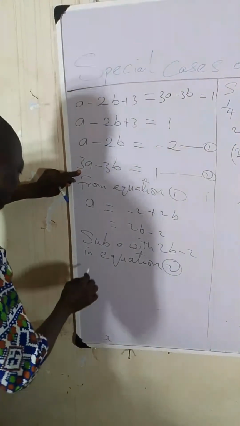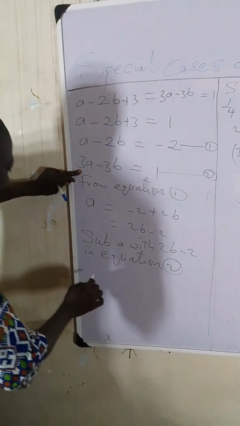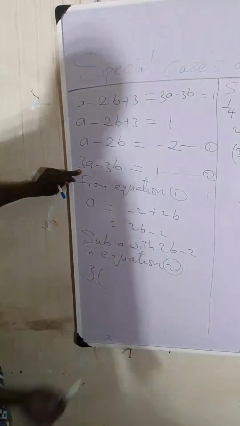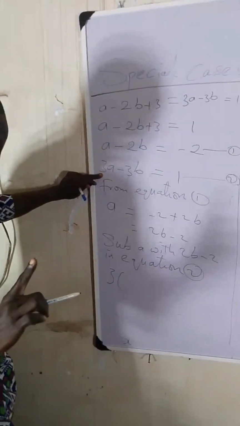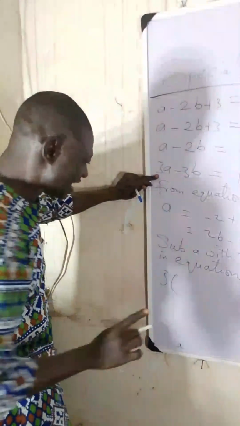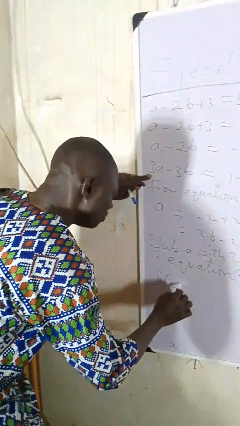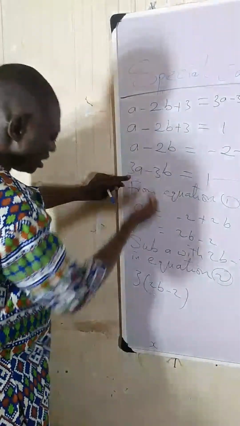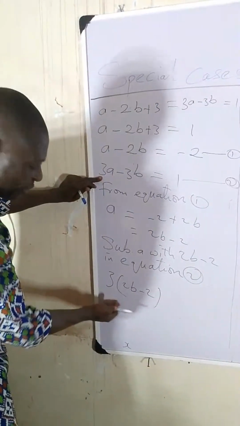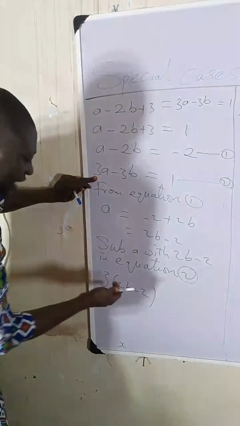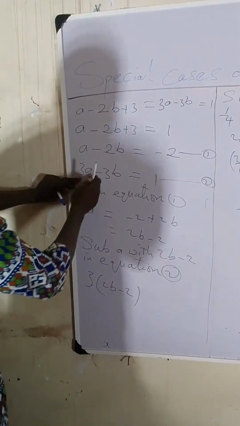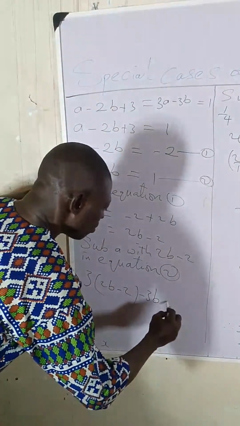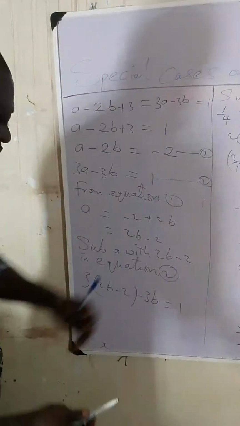What we have now is 3A, but 3A is no longer 3A. It is 3 into something that is equivalent to that A, but there is no A there. That is the idea. And that thing is 2b minus 2 in brackets. So what we have now is 3 times that, because something equivalent to A is already in place. Then we put minus 3b, and then we say is equal to 1. So that is equation 2.